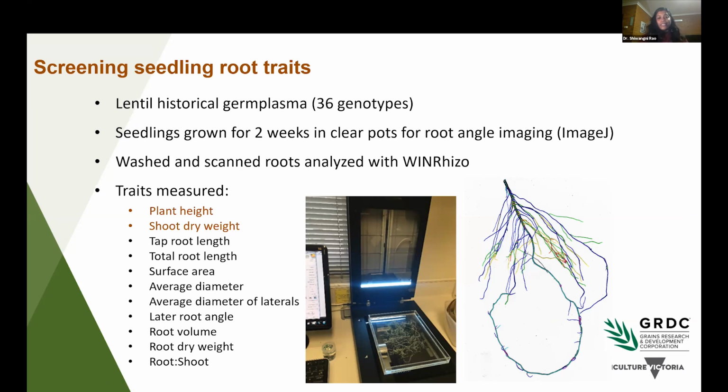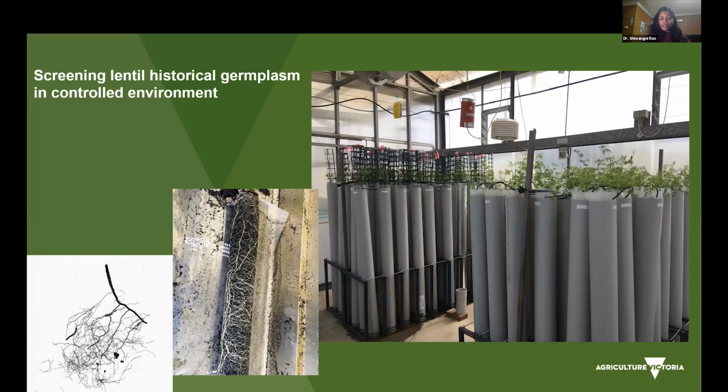Unfortunately, there was no significant difference in the root angle from this particular experiment, but we did find that there was genetic diversity in terms of the root length, root surface area, and root biomass. So that was a good indicator of variability within the germplasm. The next stage was to take it up and look at it at a mature plant level.